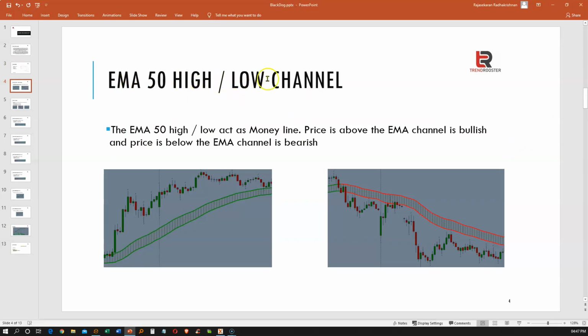So the first one is the EMA 50 high-low channel. The EMA 50 high-low channel acts as a money line. Price above the EMA channel is bullish and price below the EMA channel is bearish. So what you're seeing is a 50 EMA channel where above the channel is bullish and below is bearish. The indicator plots green when bullish and red when bearish. It's visually appealing and very simple to know that above the channel is bullish and below the channel is bearish. Okay, that's the first one.